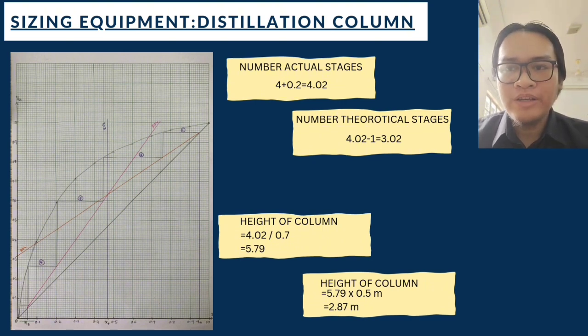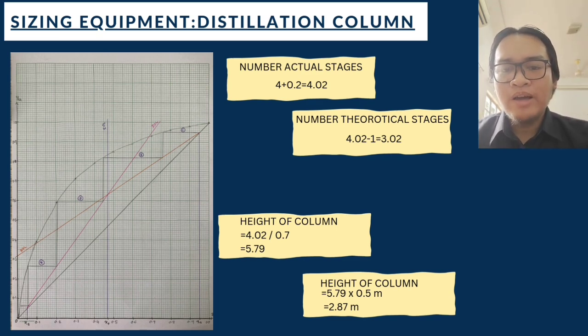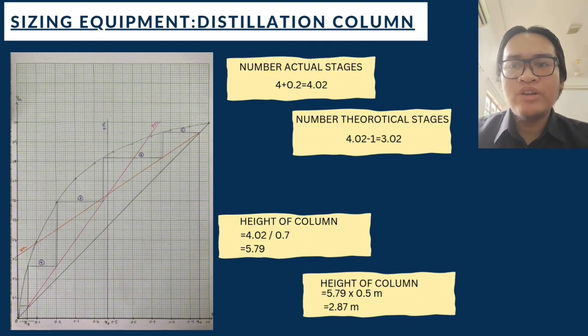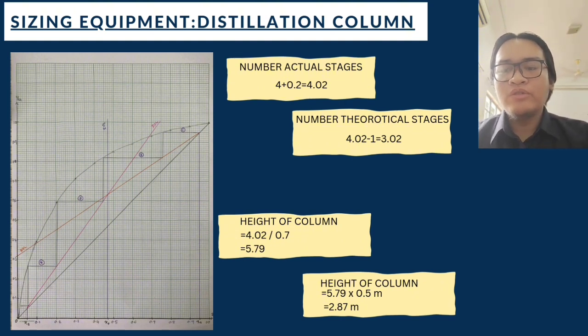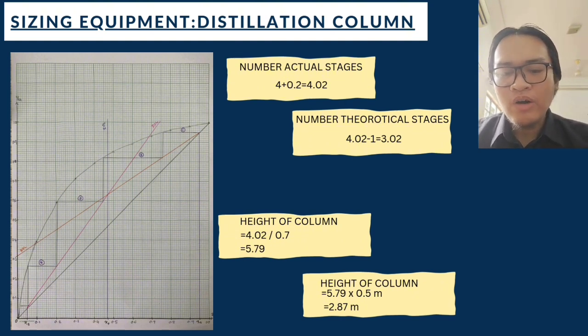Okay, first of all is the number of stages. As we see in the slide, the number of actual stages is 4 multiplied by 4 plus 0.2 equal to 4.02. For the number of theoretical stages, we assume that one of the stages is at the boiling point, so we take the number of actual stages minus 1 to get the number of theoretical stages.